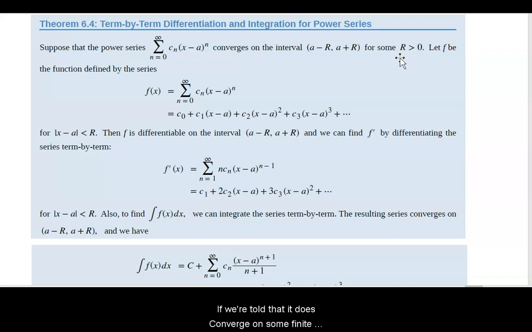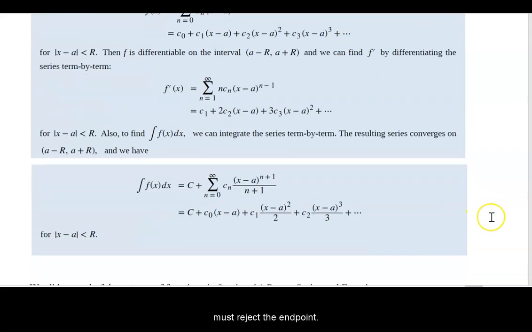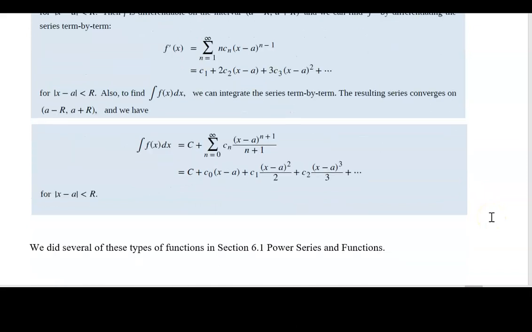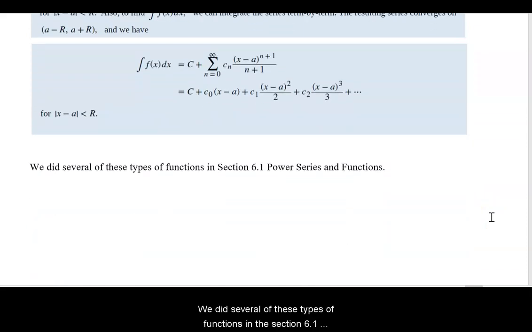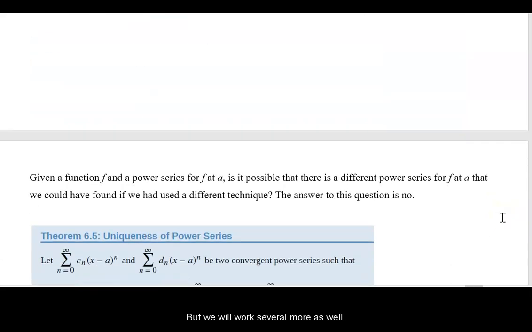If we're told that it does converge on some finite interval of convergence, then we know that we can differentiate it term by term, and it's guaranteed to converge on the interior of the interval. We will have to recheck the endpoints. We can do the same thing for the integration, but again, you must recheck the endpoints. We did several of these types of functions in the section 6.1 Power Series and Functions video, but we will work several more as well.